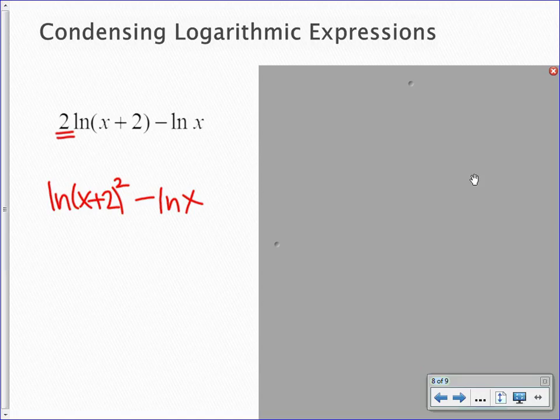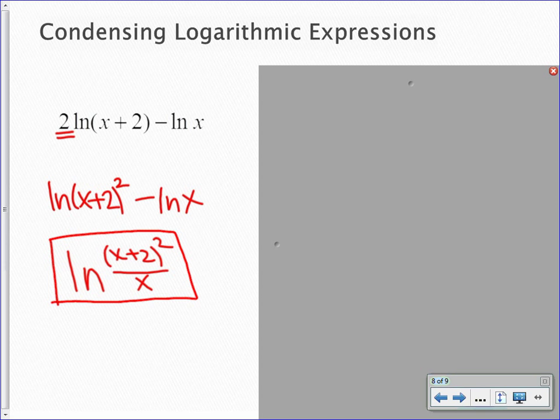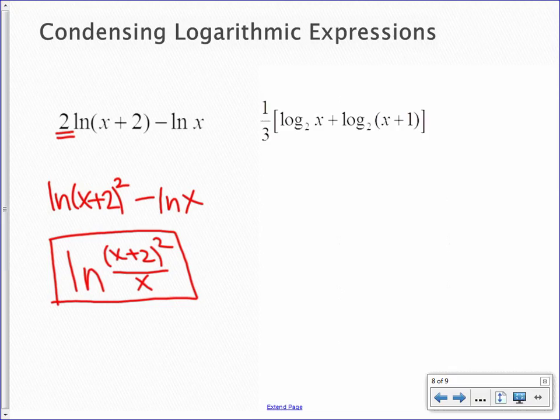Okay, now that subtraction means we can squish these two together where what is inside of our logarithm? Division. So it's the natural log of (x plus 2) squared divided by x. It is only one logarithm with division inside. Okay, I see a lot of people trying to write a logarithm divided by a logarithm. That's not what is happening here. We have division inside of one logarithm. Is everyone okay there? Okay, last example.